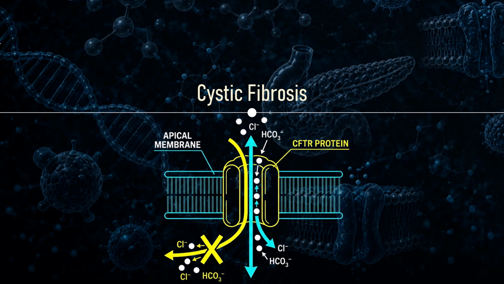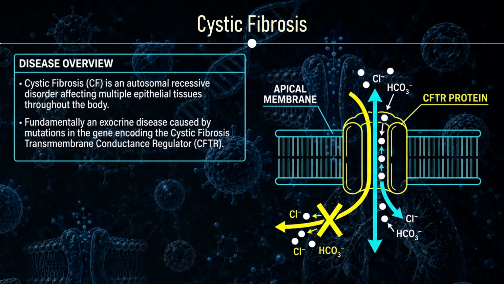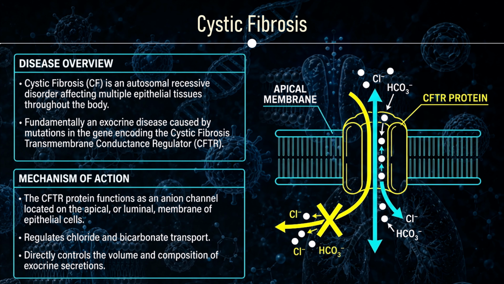Cystic fibrosis, or CF, is an autosomal recessive disorder affecting multiple epithelial tissues throughout the body. It is fundamentally an exocrine disease caused by mutations in the gene encoding the cystic fibrosis transmembrane conductance regulator, or CFTR. This protein functions as an anion channel located on the apical or luminal membrane of epithelial cells, where it regulates chloride and bicarbonate transport, thereby controlling the volume and composition of exocrine secretions.